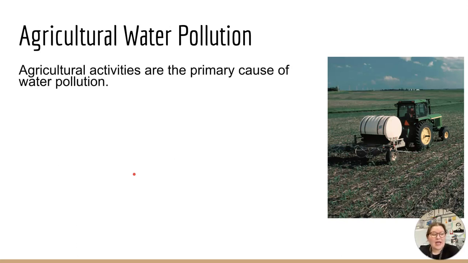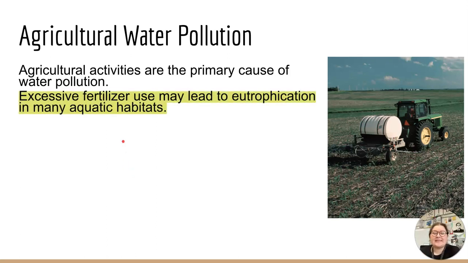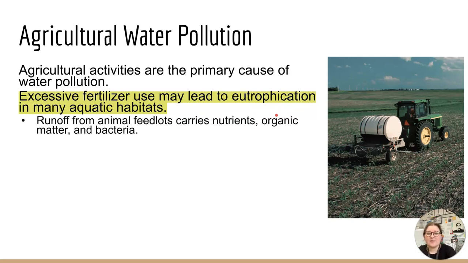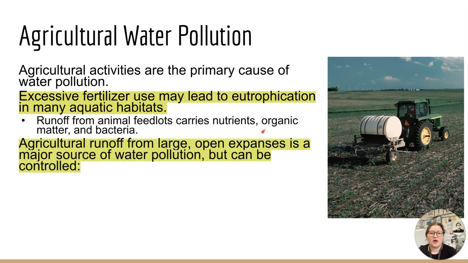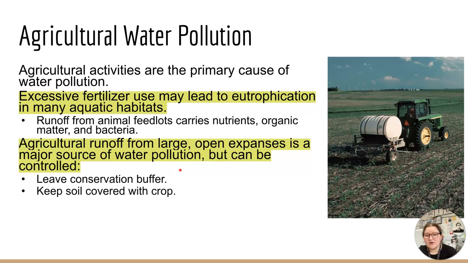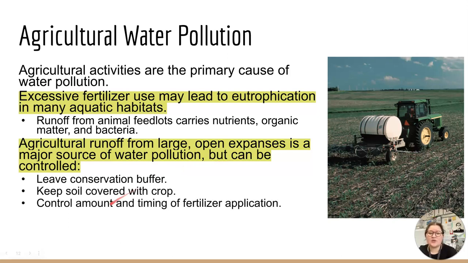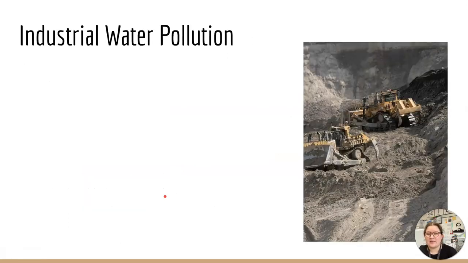Agricultural activities are the primary cause of water pollution. So if we're looking at what's causing the most issues, it's growing our food. Excessive fertilizer can lead to eutrophication in many aquatic habitats. Remember, eutrophication is coming from excess nutrients. Runoff from animal feedlots carries nutrients, organic matter, and bacteria. And agricultural runoff from large open expanses is a major source of water pollution, but it can be controlled. We can leave a conservation buffer, we can keep soil covered with crop, and we can also control the amount and timing of fertilizer application.